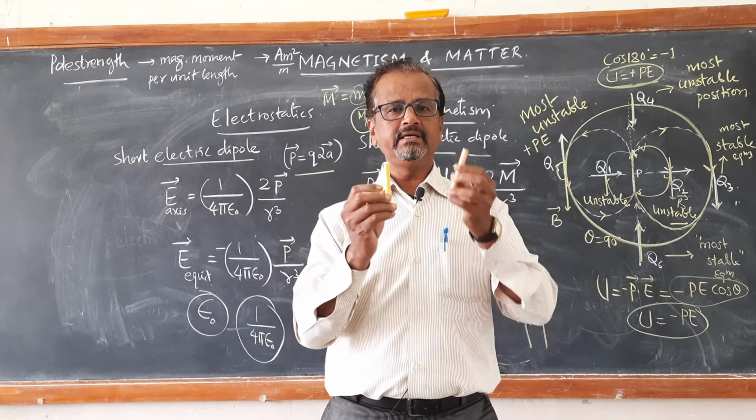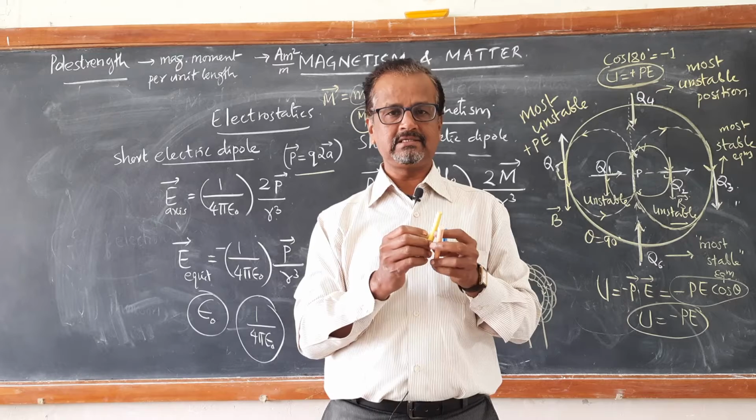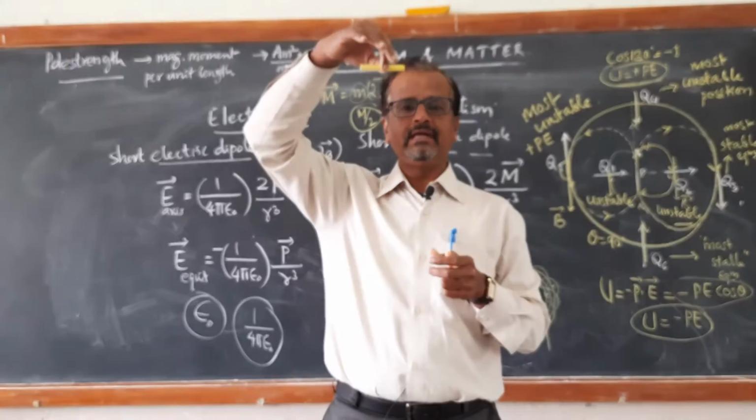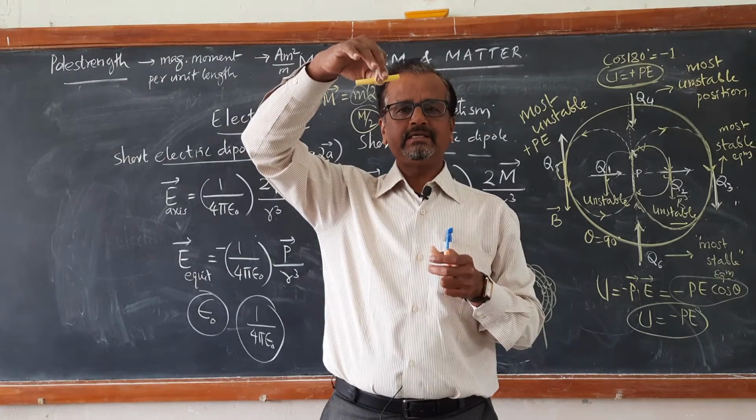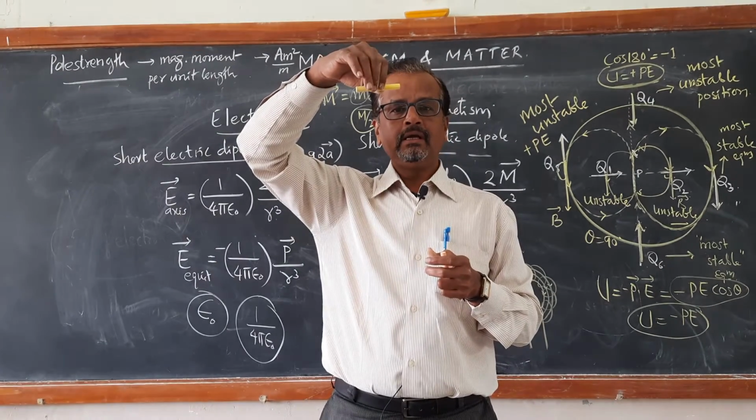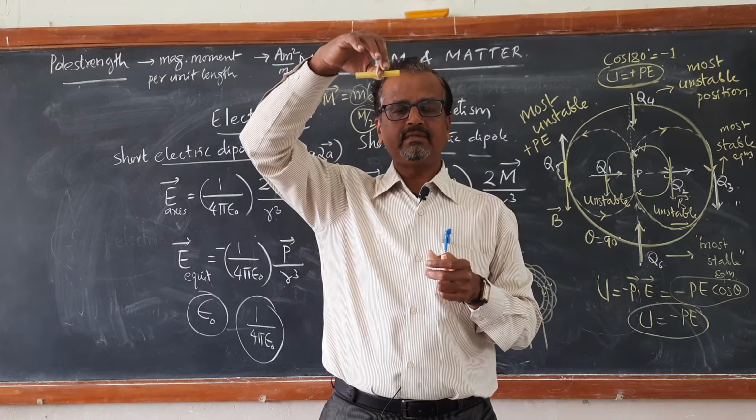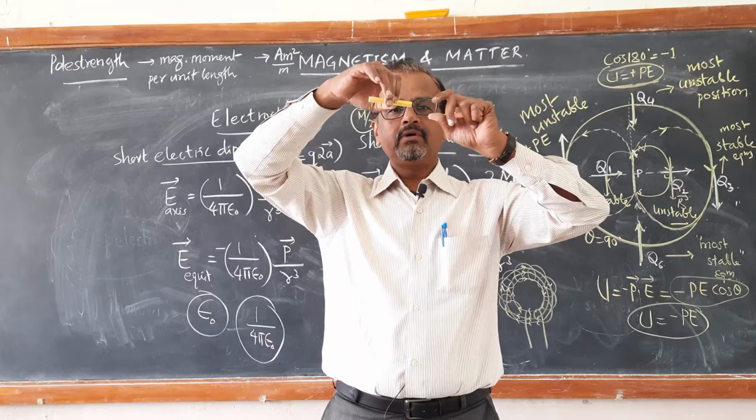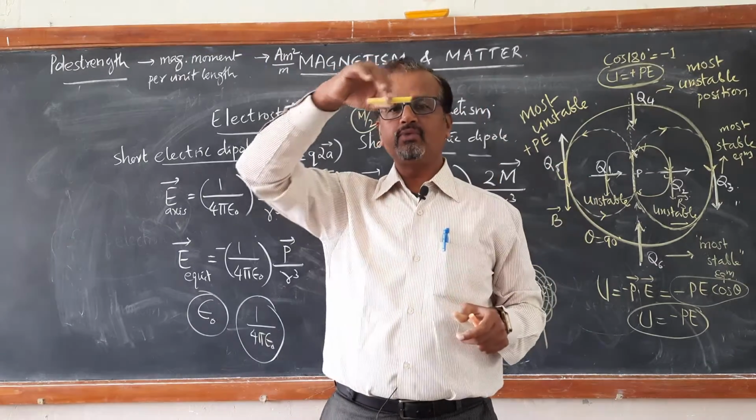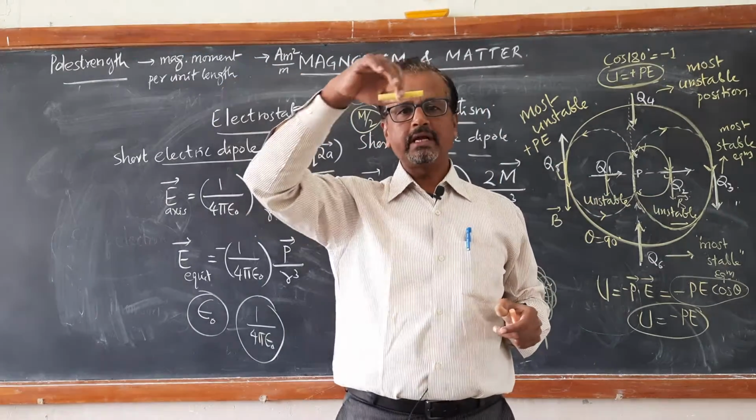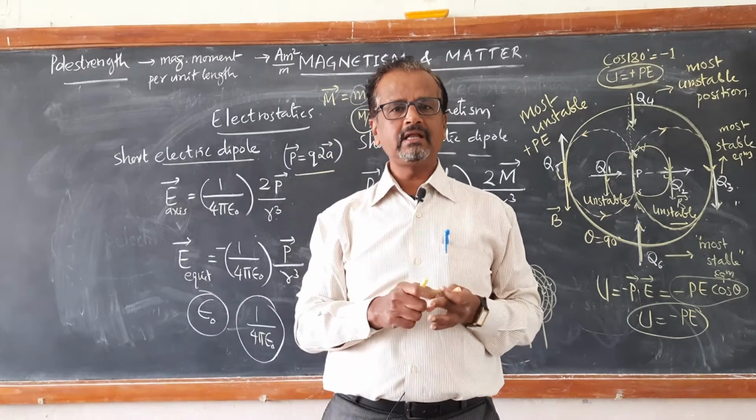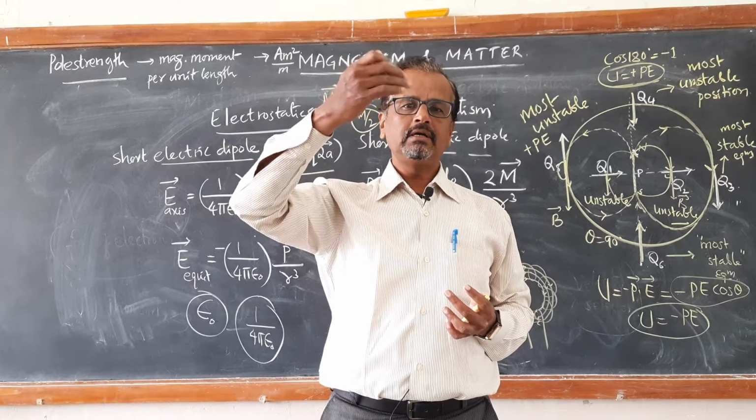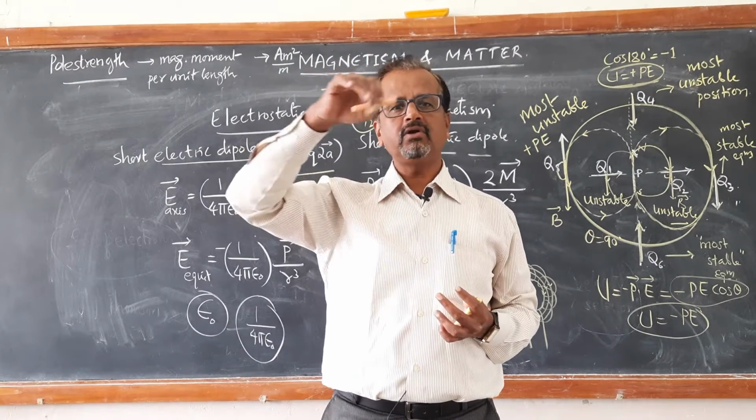How to test whether A is magnetized or B is magnetized? If a thread is given, very easily we can suspend them freely one by one and test their directional property. If we suspend freely with the help of a thread and test their direction, suppose A is orienting along the north-south direction, definitely this is magnetized. The other one will not be magnetized, it will orient in its own direction. It will not be fixed along the north-south direction.